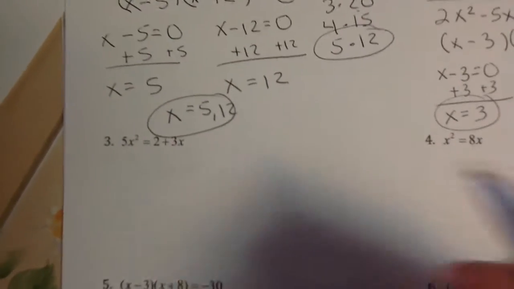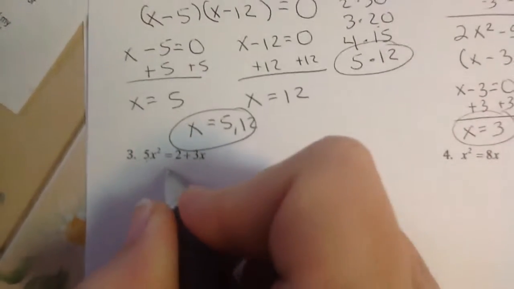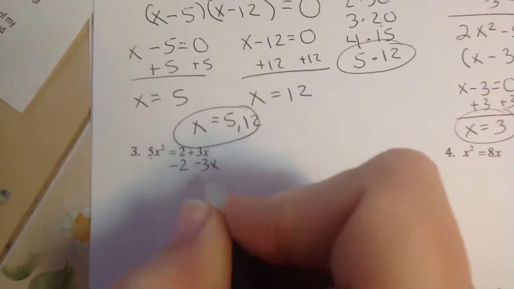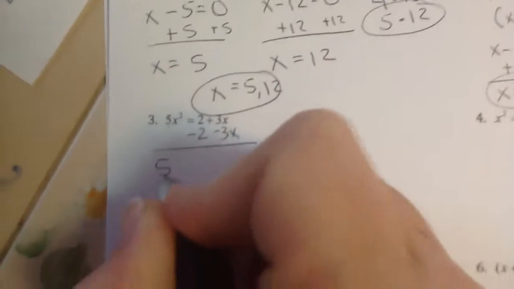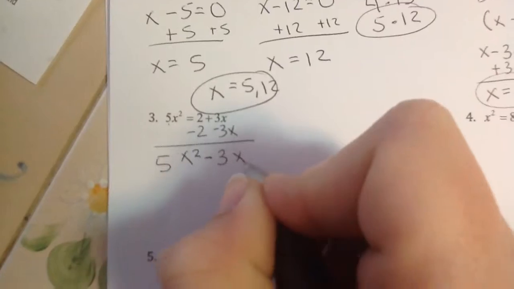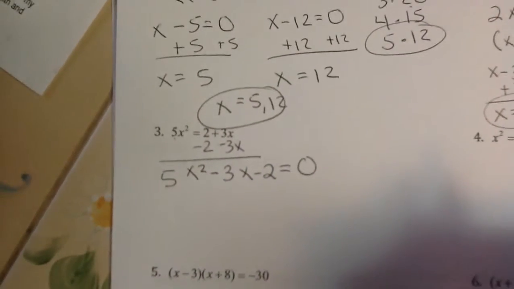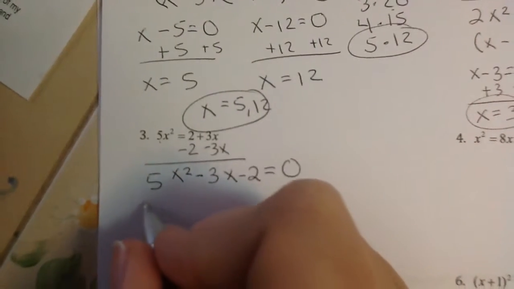Number 3. Okay, I want my a to be positive. We've talked about that, so I need to subtract 2 and I need to subtract 3x from both sides. So then I get 5x squared minus, let's put it in the right order, 3x minus 2 equals 0. Okay, let's factor.